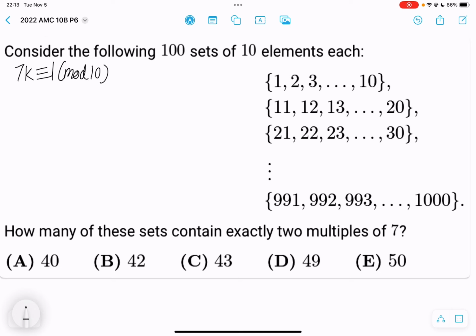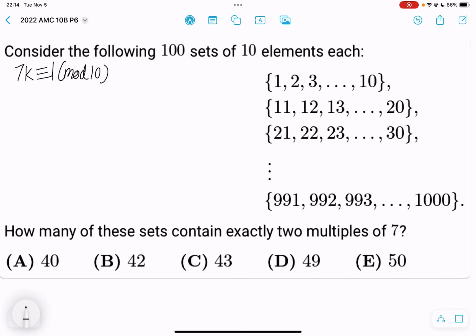Now what this means is that this front number is one of these: 1, 11, 21, etc., all the way to 991. And for a set of 10 elements to meet this requirement, it has to have its first element as a multiple of 7. So which elements satisfy this condition? Well, firstly, let's look at the unit digit of 7 multiplied by something and see what unit digit gives us a product of unit digit 1.